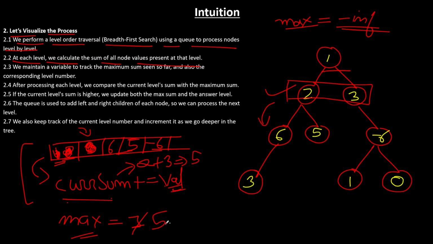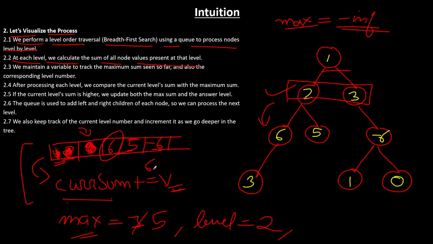Great. And whenever we update the max, we will store the level also. So in this case, this is level 2. Fine. This is the thing we will keep in mind. Then we went up. Again, we will check. Okay, now we have 6, and current sum has become 0 already, because this is a fresh new level.